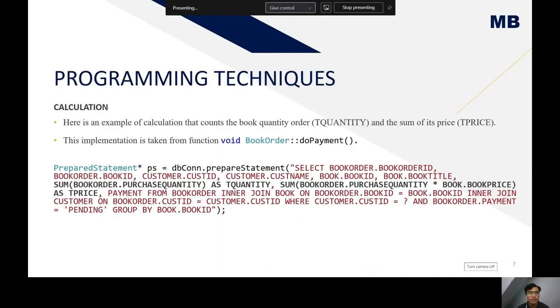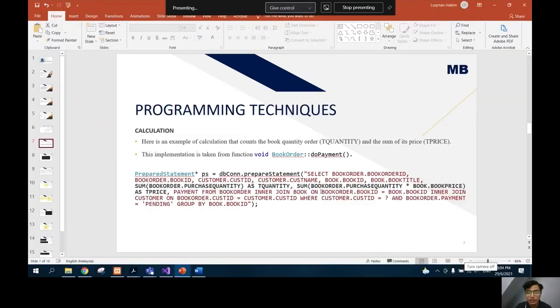Okay, moving on to the programming techniques. Firstly, we have the calculation. Here is an example of a calculation that counts the book quantity ordered, T quantity, and the sum of its price. This implementation is taken from the function book order. So what we have here is the sum of book orders in the cart, in the customer cart.